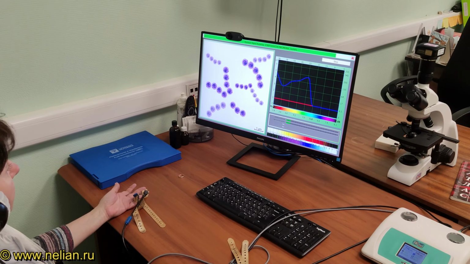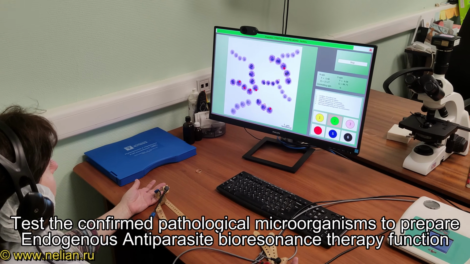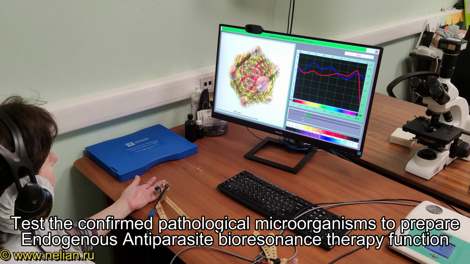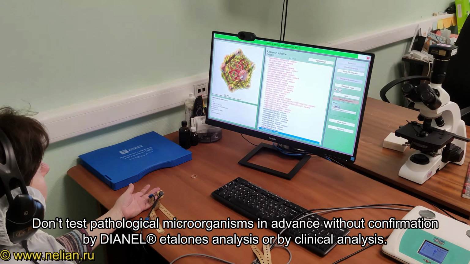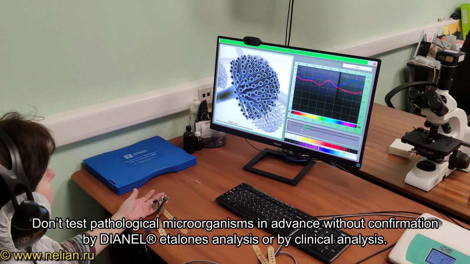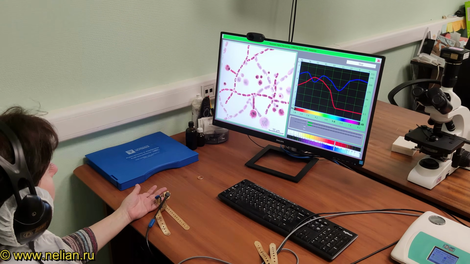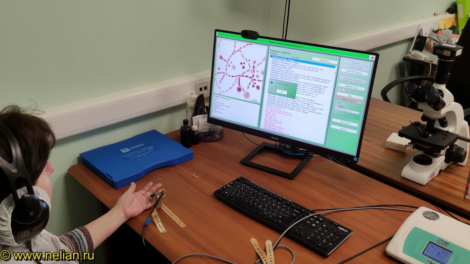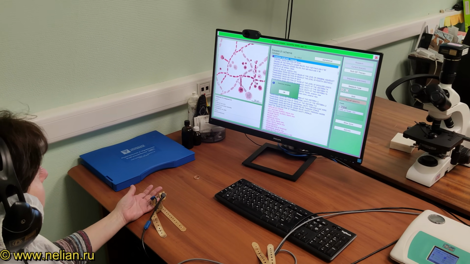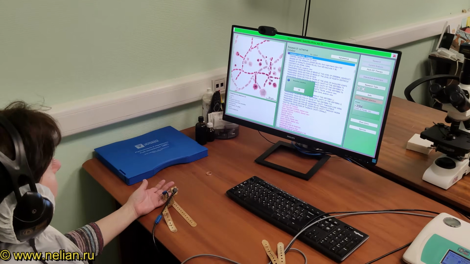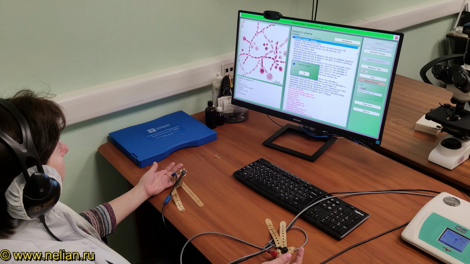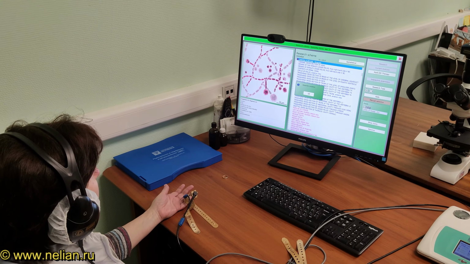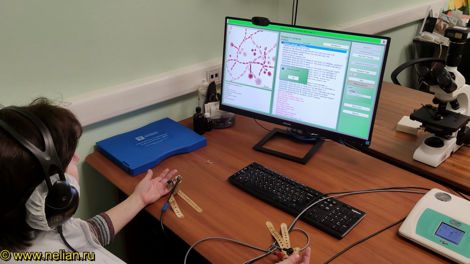So after we test organs, we test the bacteria that are a reason for problems after COVID disease. And of course we test COVID, SARS-CoV-2, and different fungi like Aspergillus niger, like Candida, because of the suppressed immune system after COVID disease. It is important to destroy such microorganisms to help the patient recover faster after COVID disease.